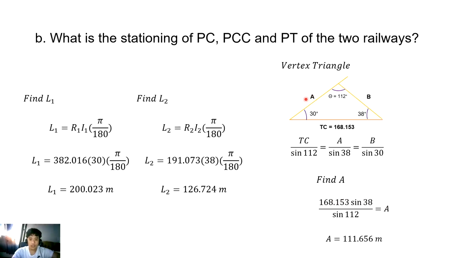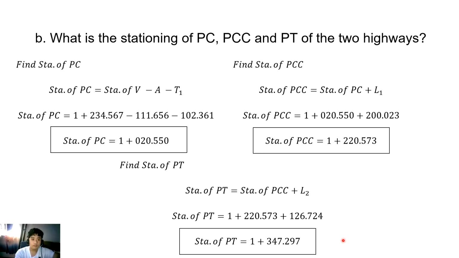So, tulad kanina, hanapin natin yung A, which is ito. So, para makuha yan, sign law ulit, and gagamitin ulit natin ito. So, substitute lang natin yung TC, 168.153, cross multiply sa sign, 38, all over sine 112, and we'll get A, which is 111.656 meters.